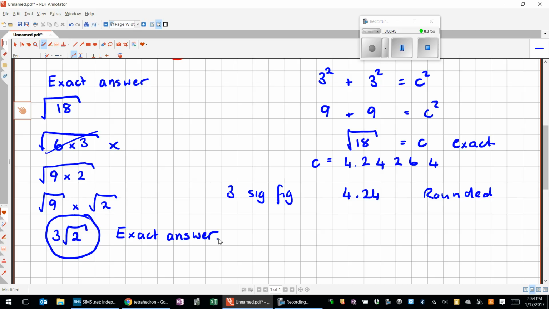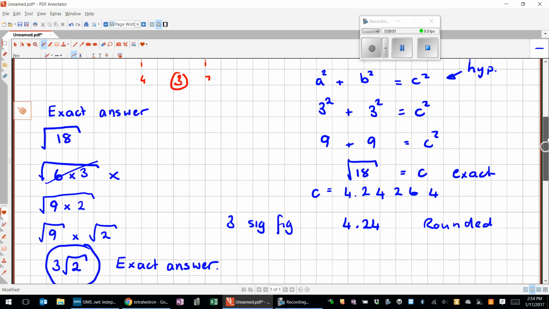Sorry, Leah, you had a question? So what's the rule when it comes to square root things? Because you guys have 3. Well, I'll tell you what, we'll do a bit on surds in a sec.